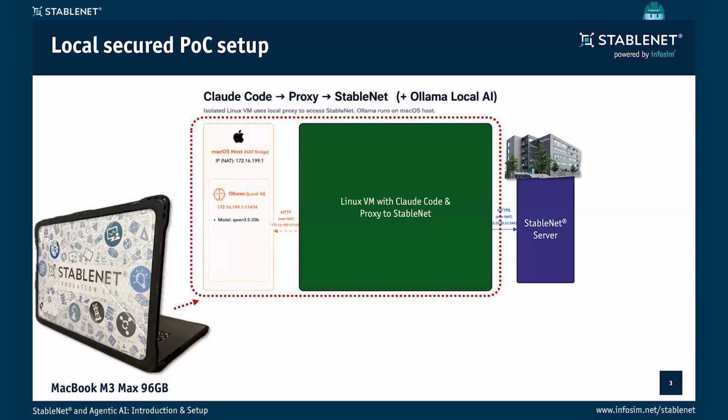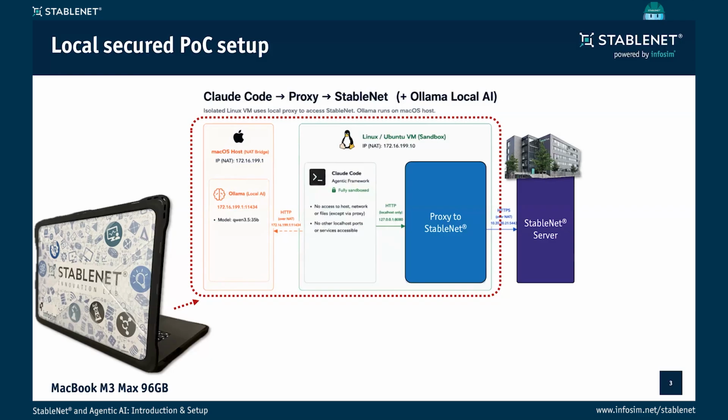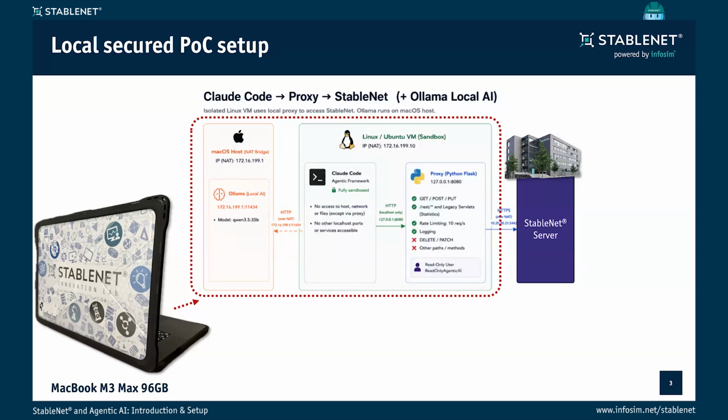On my Linux VM, which is a normal Ubuntu setup, in a few minutes, maximum a few hours, I'm installing a Claude environment and connecting it with the right environment variables to not contact any public server, but to contact my local Ollama system with the locally running Qwen, so it's completely local. In addition, I have a proxy server, which delivers access to the StableNet server located at the InfoSim base. That way, I'm not having direct access to StableNet, but I'm only talking with Claude.